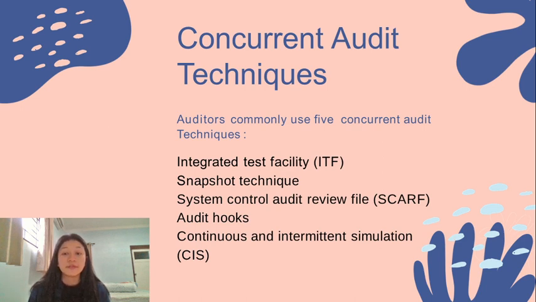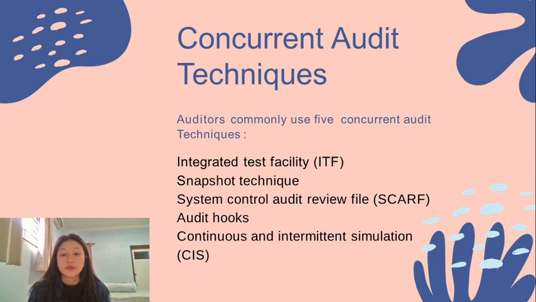Auditors commonly use 5 concurrent audit techniques. The first is integrated test facility. This inserts fictitious records that represent a fictitious division, department, customer, or supplier in company master files. The second is snapshot technique. In snapshot technique, selected transactions are marked with a special code.